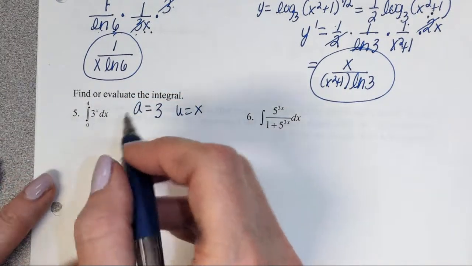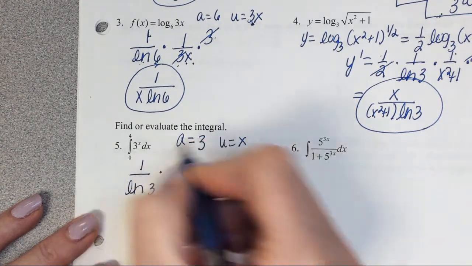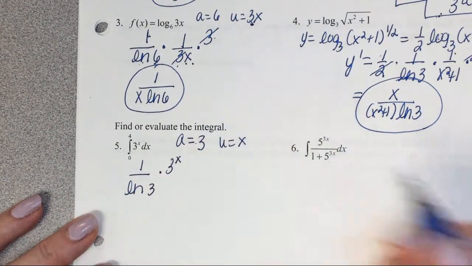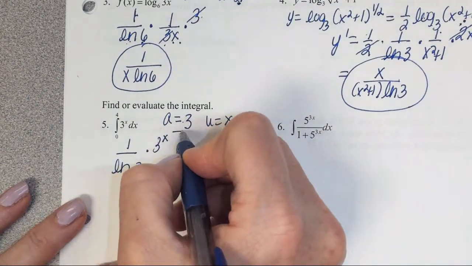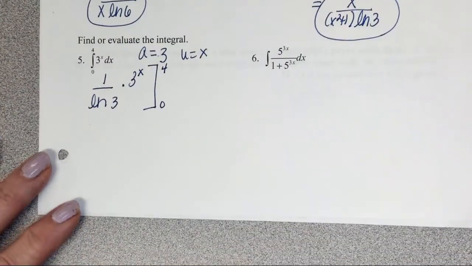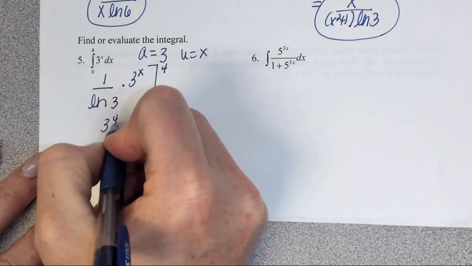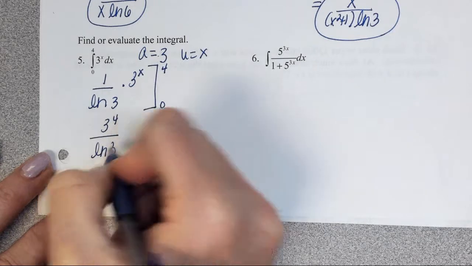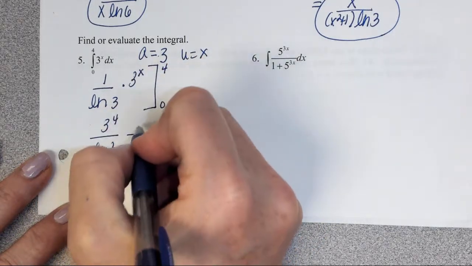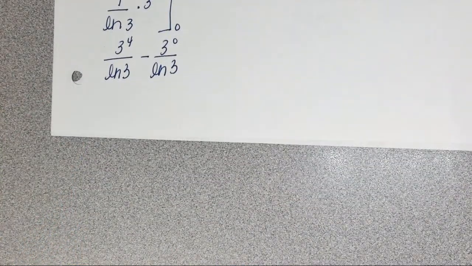All right, so I'm just going to follow the formula. So looking at the formula, it's 1 over the natural log of a times a to the u, which is x. And now this is a definite integral, so we're just going to plug in our numbers of 4 and 0. So plug in your 4. 3 to the 4th over the natural log of 3 minus, plug in your 0, 3 to the 0 over the natural log of 3. What is 3 to the 4th?